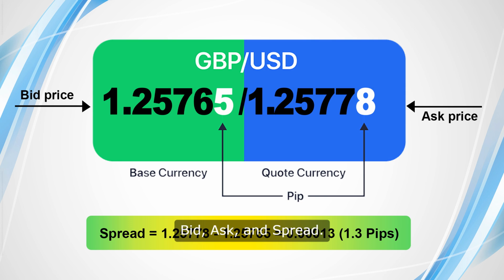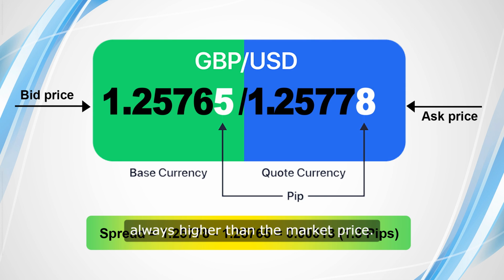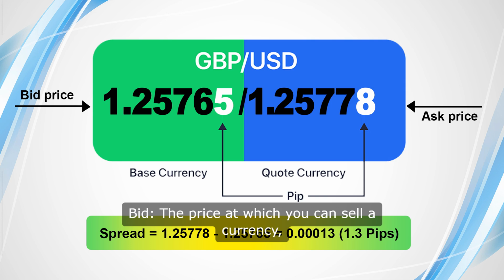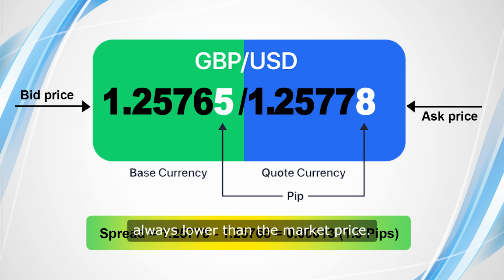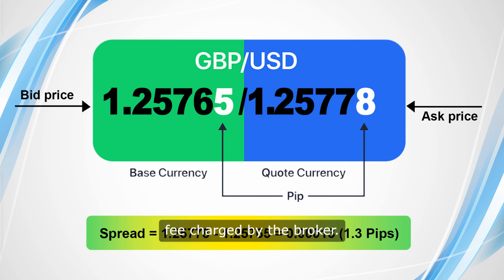Bid, ask, and spread. Ask. The price at which you can buy a currency, always higher than the market price. Bid. The price at which you can sell a currency, always lower than the market price. Spread. The difference between the ask and bid prices, which is the transaction fee charged by the broker.